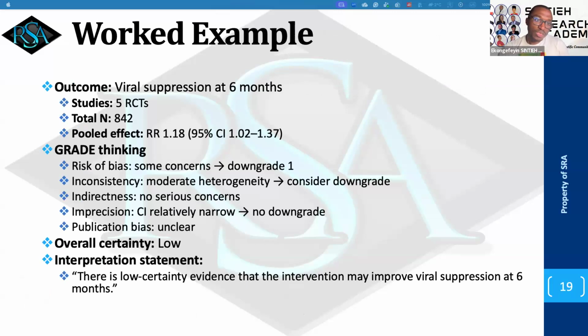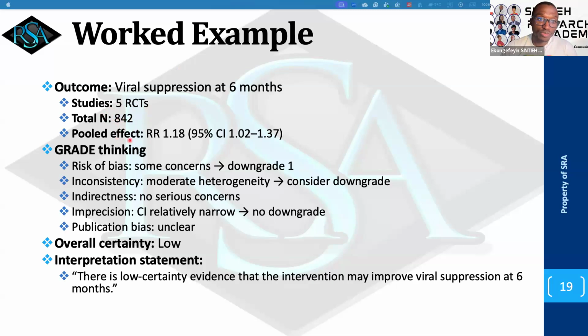This is an example that I want us to just talk about. So first, the outcome that we are interested in is viral suppression at 6 months. This is a hypothetical study. So we are assessing people who have HIV and they are on antiretroviral therapy. And after 6 months, we want to see if their viral load has disappeared. Good. So in that systematic review, we had five randomized controlled trials. That's what RCT stands for. And then in combining all of the five trials, we had a sample size of 800 people.